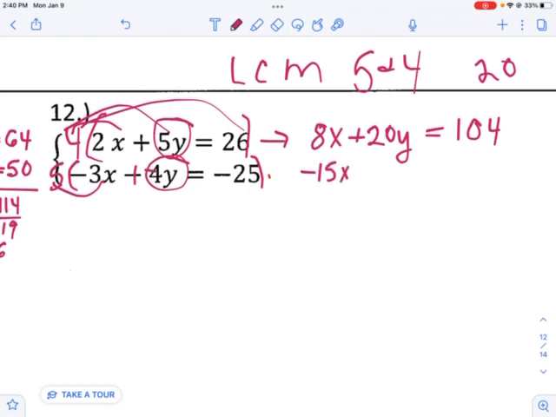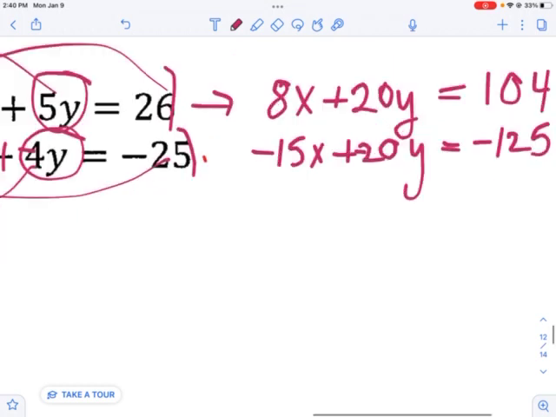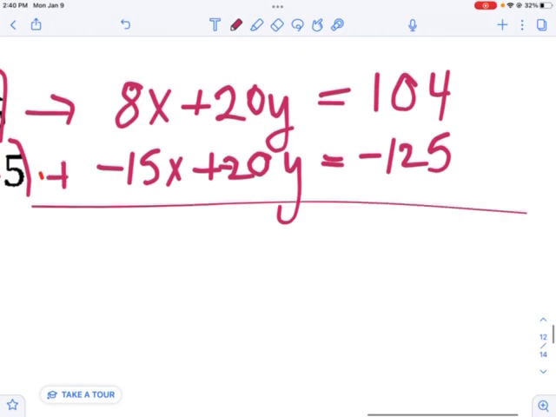All right, now I'm ready to complete the process. So eliminate the 20y, negative 20y. I got 8 minus 15x, or 8 plus negative 15x. I got negative 7y. I have 104 minus 125. I get negative 21. Divide both sides by negative 7. y equals 3.